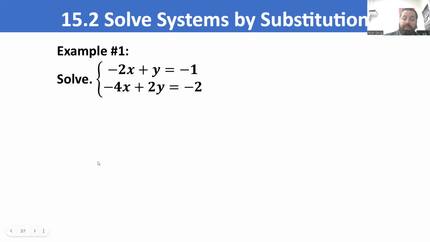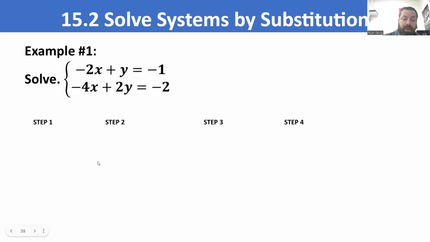What about if we have a system like this? Well, we got to get a variable by itself. So I'm going to take the first equation. Doesn't have to be the first one, but I'm going to take it because it's got this y right here that has a 1 in front of it. That 1 is much easier to solve for. All I have to do is add 2x to both sides. And when I do, I have negative 1 plus 2x equal to y. Now I can take that and plug it into the second equation.